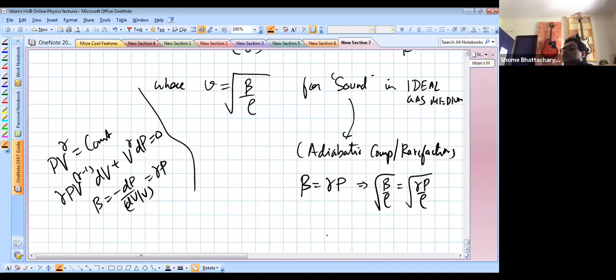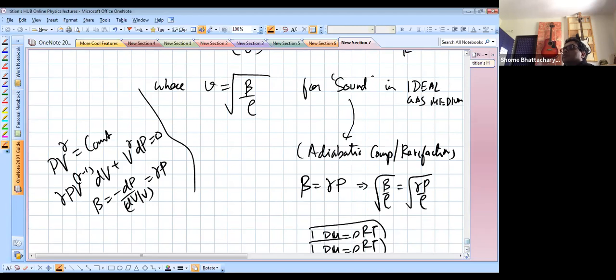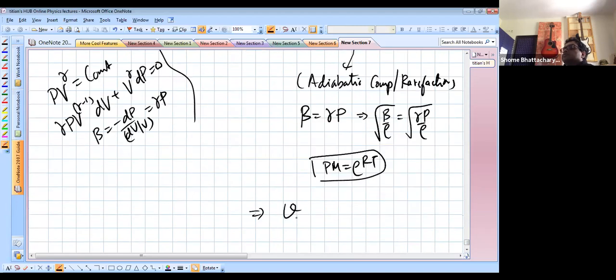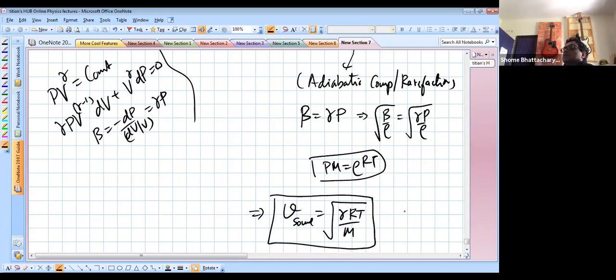you use the relation of the ideal gas in modified form. So you substitute that, and the speed of sound in an ideal gas medium becomes root of gamma RT by M. This is in gaseous medium.